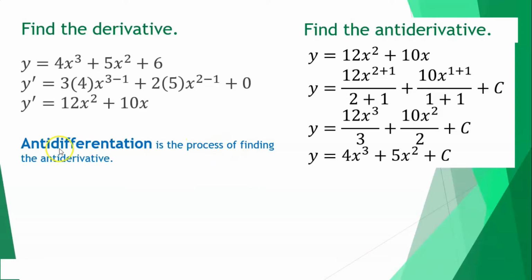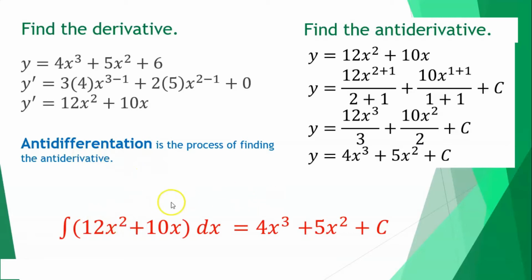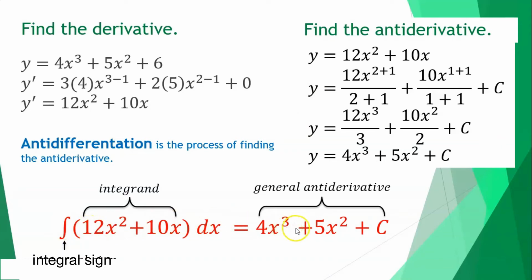antidifferentiation is the process of finding the antiderivative. The other term for this is integration. It is the process of finding the integral. Now, in symbols, we will write it this way. This elongated s is the integral sign. 12x squared plus 10x is the integrand. And dx here will always go together with the integral sign. 4x cubed plus 5x squared plus c, which is the antiderivative of the given, is basically termed the general antiderivative. While c here is considered the arbitrary constant.